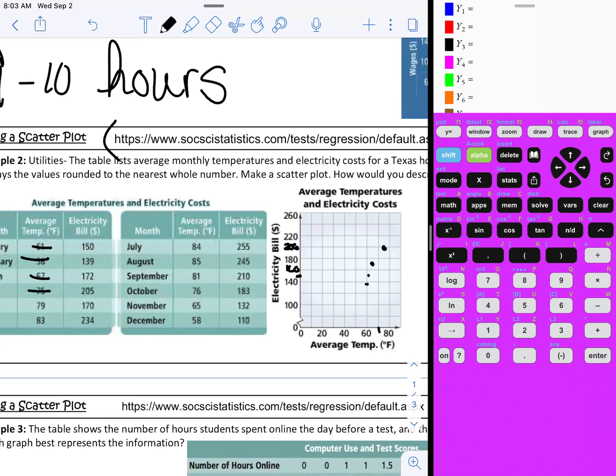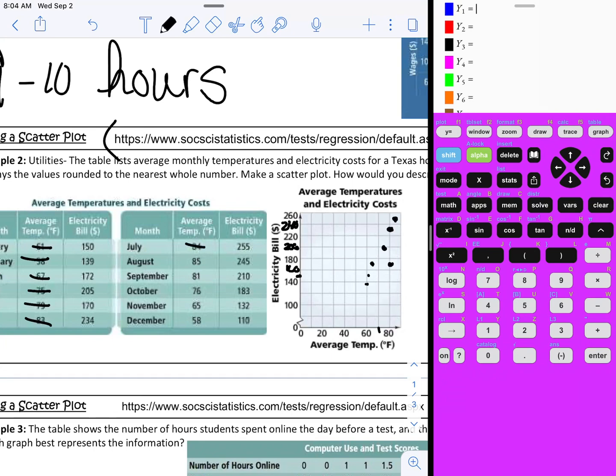79 and 170. So almost 80 and up to 170. Okay, 83 and 234, so almost 80 and almost 230. Let's see, this would be 240. So essentially 80 and 230. 80 and 230-ish. Okay, 84 and 255. 84, 255 would be like here, and 84 would be there.